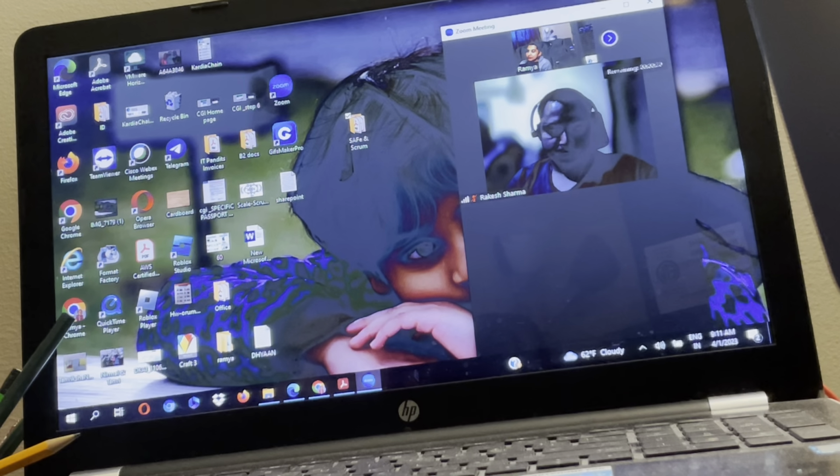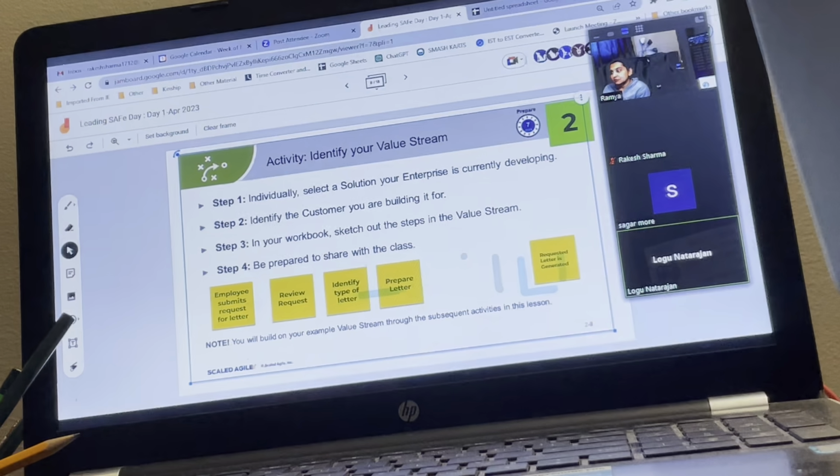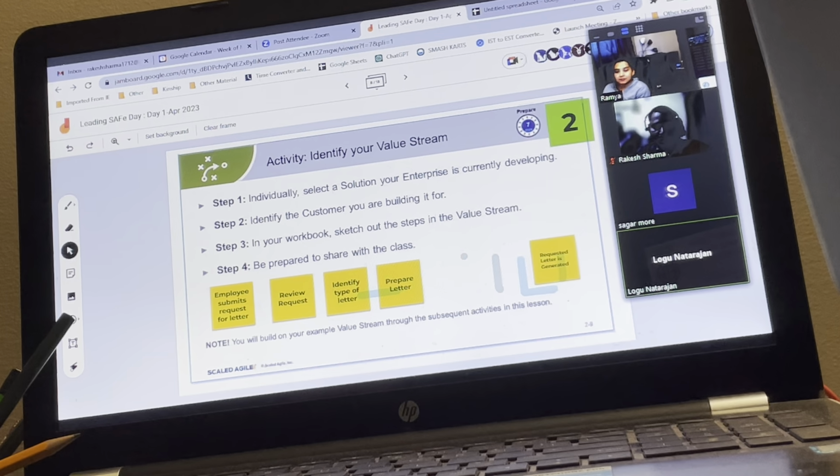And the next slide would be the last approved step. After preparing, the letter gets approved, right? No, so what I said is request, review request, identify type, prepare letter, and then there's a review. Correct. Review and approve.